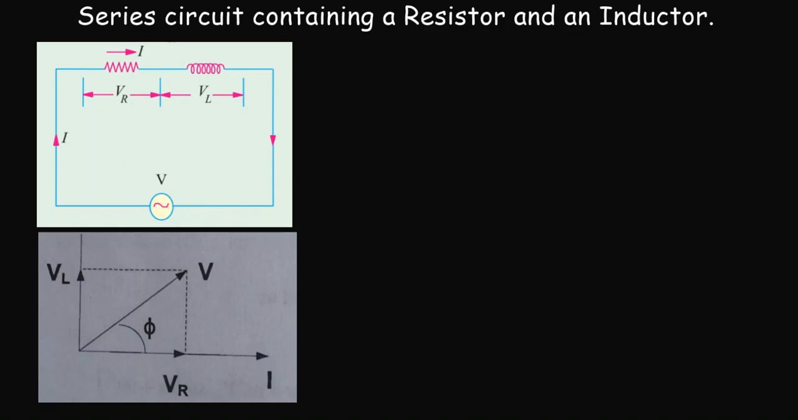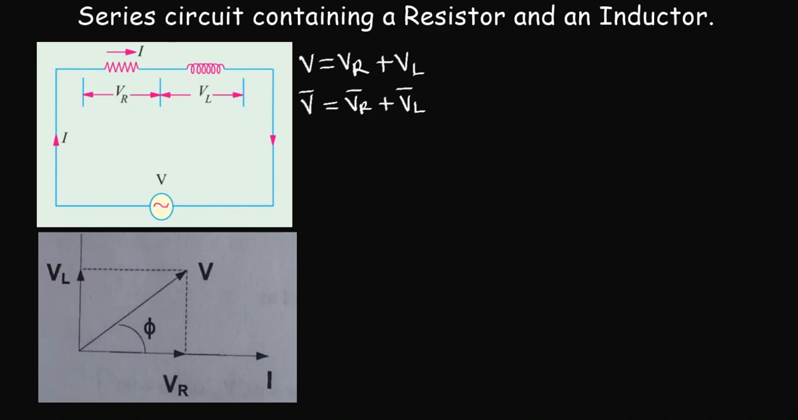From this circuit here, we can see that the total voltage V will be equal to the sum of the voltage drop across the resistor VR plus the voltage drop across the inductor VL. But since you have an alternating voltage source, they are going to be sinusoidal voltages. For this reason, you're going to write them in vector form. So you're going to have V equal to VR plus VL.